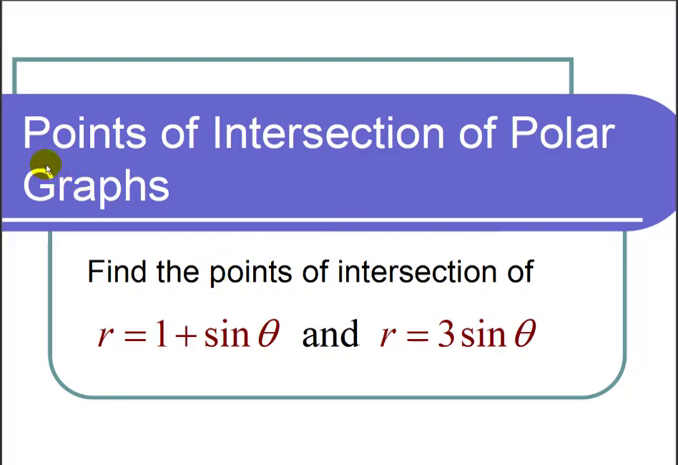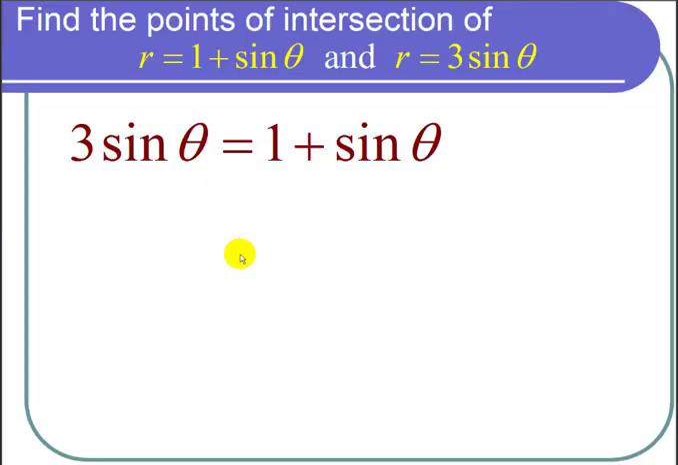This is a video on points of intersection of polar graphs. The question states, find the points of intersection of r equals 1 plus the sine of theta and r equals 3 sine of theta. So I start out by setting these equations equal to each other to find the intersection.